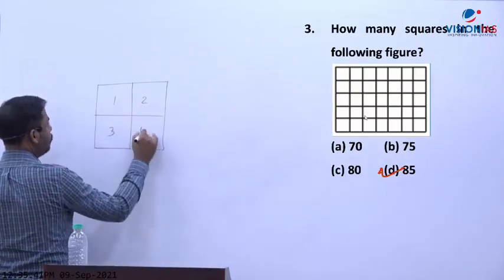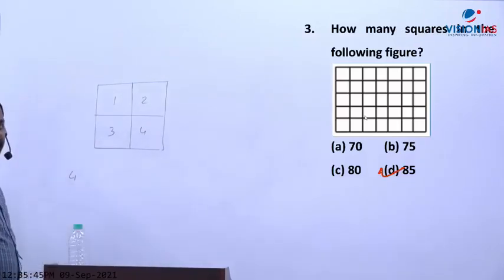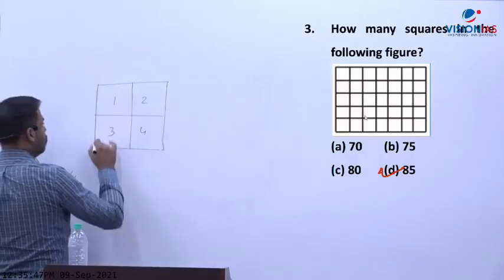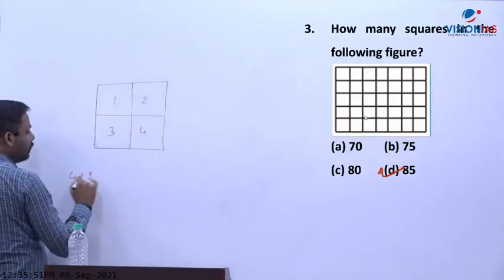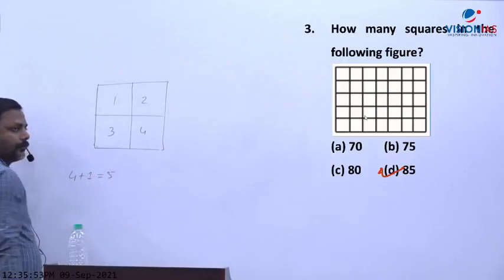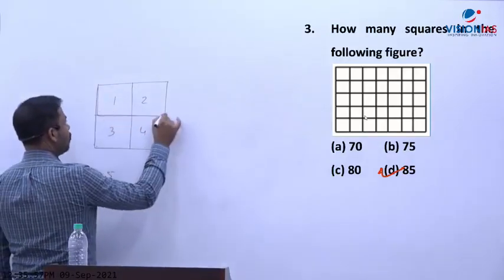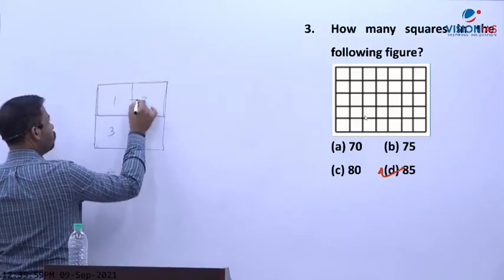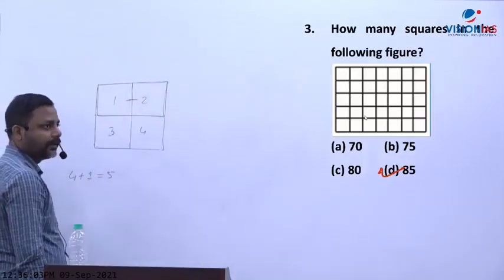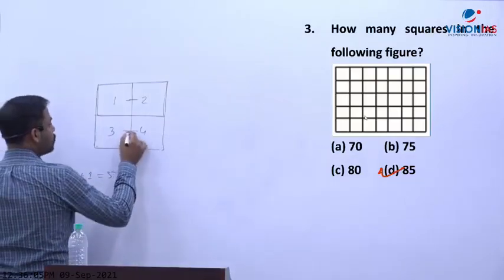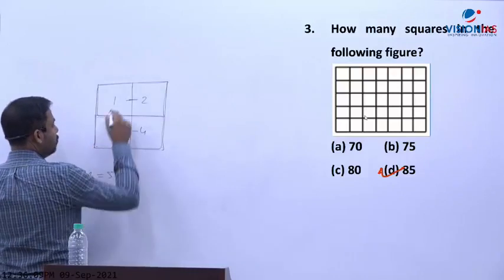1, 2, 3, 4. These four squares are there. And combining all the 4, we are getting one more square, that is 5. Now see this. Is this a rectangle or not? By adjoining these two, we are getting a rectangle. Below it also, by adjoining 3 and 4, we are getting a rectangle. So 2 more.